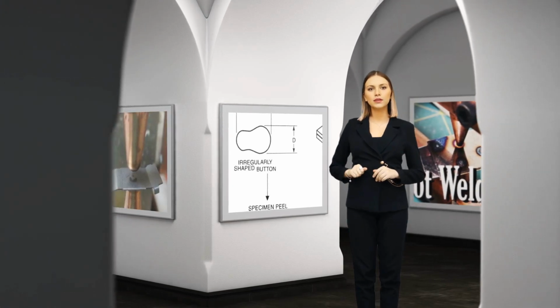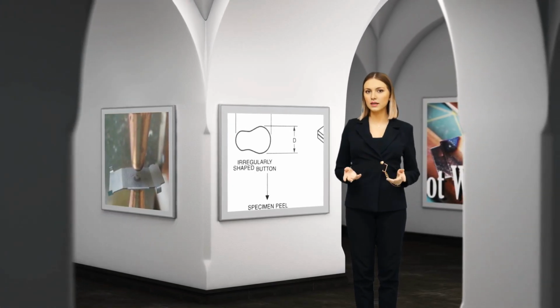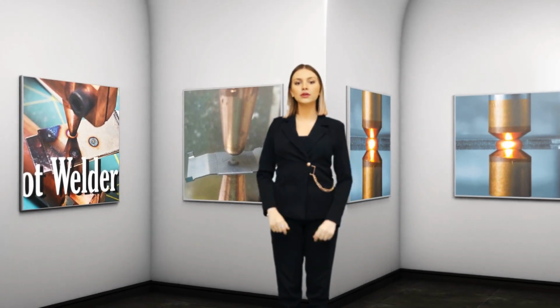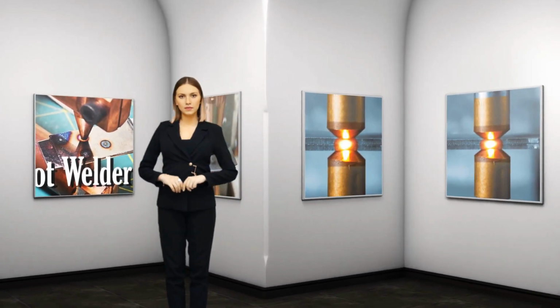Today, we're exploring the crucial aspect of spot welding, nugget diameter. The nugget is the fused area created at the interface of two metals during spot welding. Its diameter is a critical factor in determining the weld's strength and reliability.